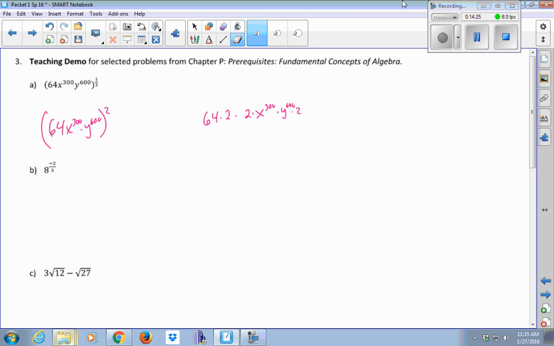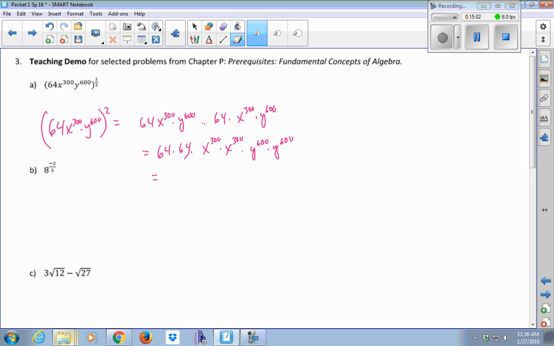You'd multiply it by itself how many times? You multiply it by itself one other time, or you have 2 factors. Yes. Okay. So this is what it means. And you do it again. Now, some of you might mean, well, that's what I meant when I said double. But when you double, you multiply by 2, right? So we've got to be careful with our language. So what does this say? It says 64 times 64 times x to the 300 times x to the 300 times y to the 600 times y to the 600.